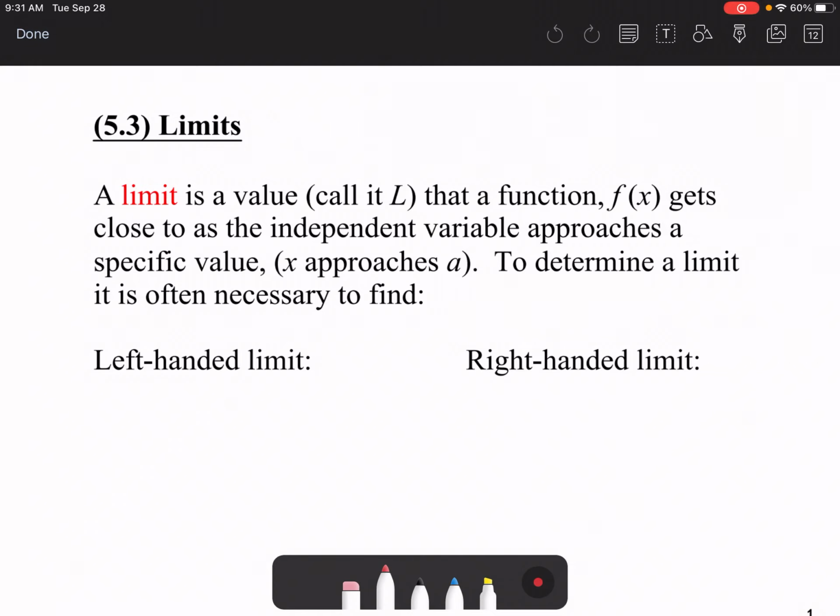Hello and welcome to lesson 5.3, limits. So today what we're going to do is talk about what a limit is, how we can calculate it, and why it is useful.